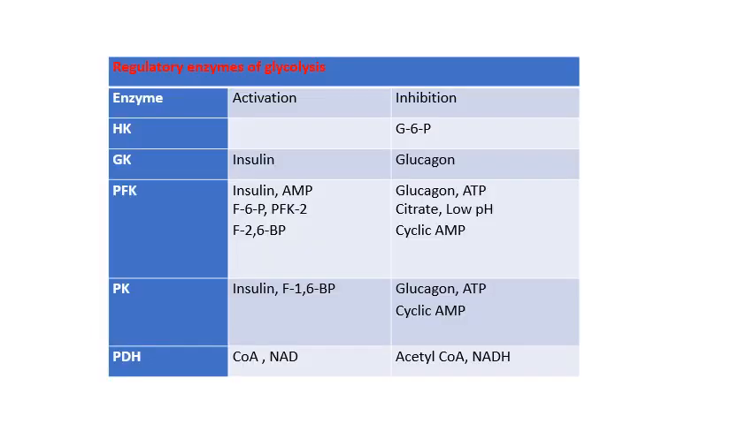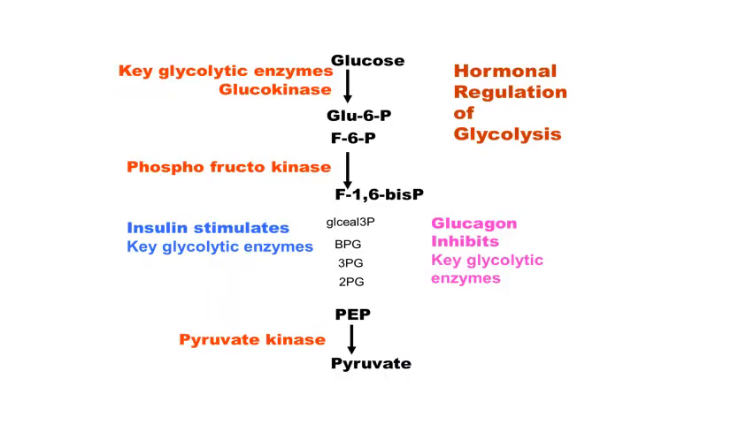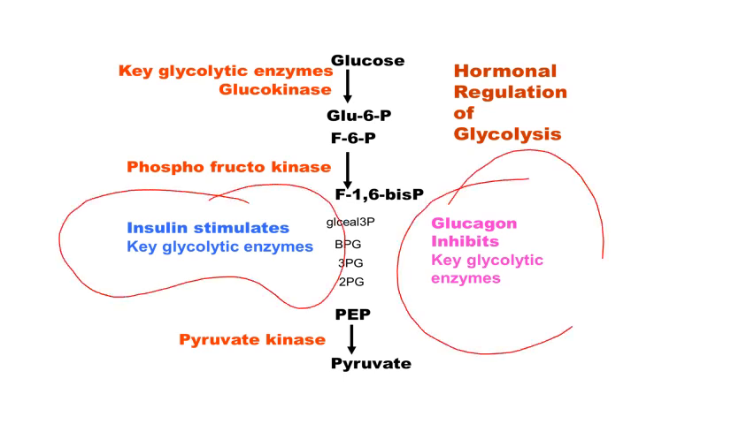So here again, the same thing: where is the enzyme and what are the factors activating and inhibiting. You have to go through all of these. Then this figure again explains the hormonal regulation. Insulin stimulates the key glycolytic enzymes. Glucagon inhibits key glycolytic enzymes. The key enzymes are glucokinase, phosphofructokinase, and pyruvate kinase.